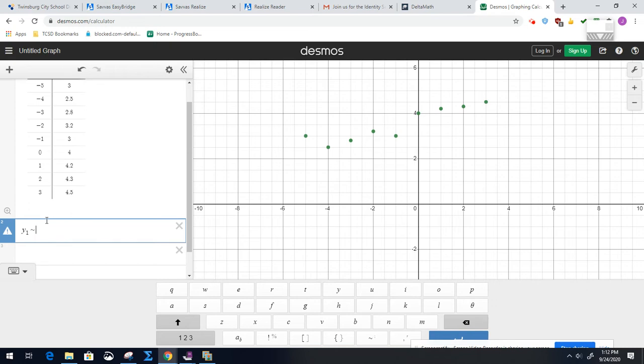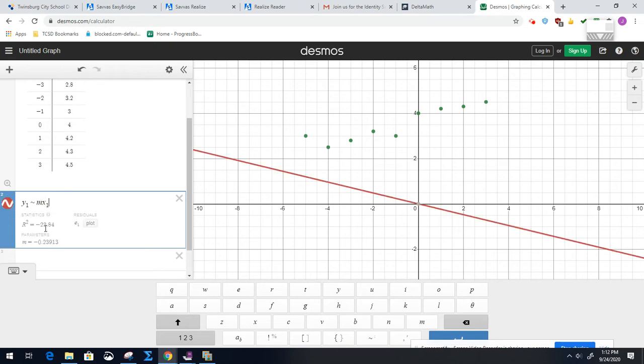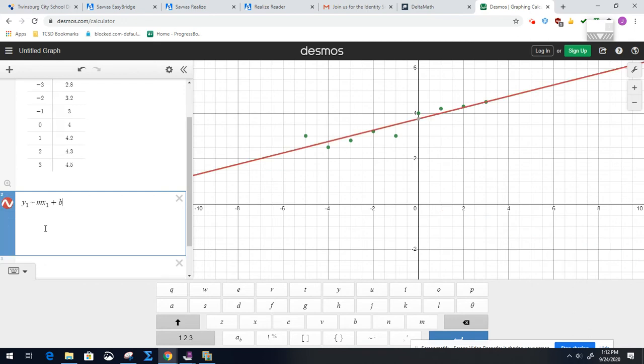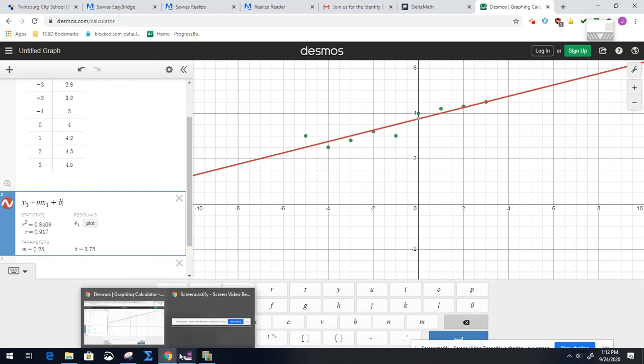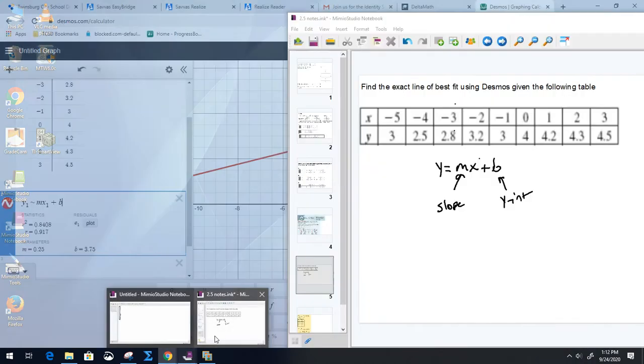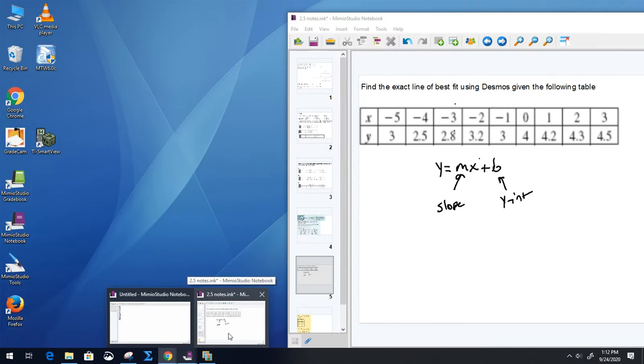Okay, and I'm going to put in the formula for slope-intercept form, mx1 plus b. And as I'm doing that, you're going to notice down here that it gives me R2, R, E1. All these things mean something mathematically, but we're really focused on the m and the b. So if I go back to this problem, I have a slope of 0.25 and a y-intercept of 0.375. We will round every one of our slopes and y-intercepts to the 100th place, so you need 2 decimals there.